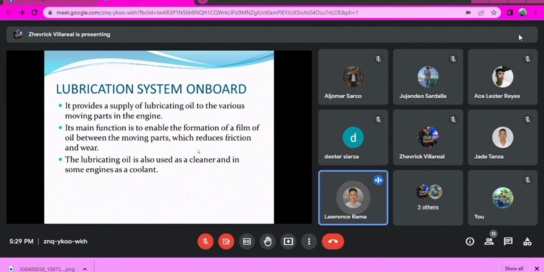The lubricating system of an engine provides a supply of lubricating oil to various moving parts in the engine. Its main function is to enable the formation of a film of oil between the moving parts, which reduces friction and wear. The lubricating oil is also used as a cleaner and, in some engines, as a coolant.